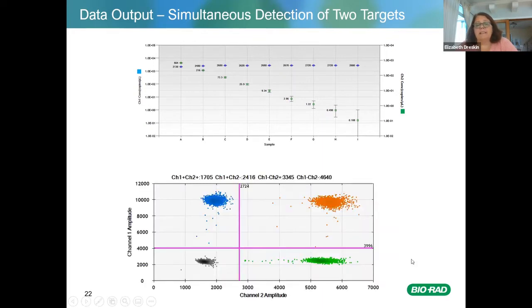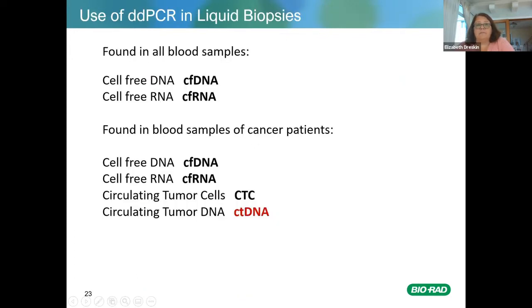Another way of looking at these data for a multicolor experiment would be in a plot like this, where you plot the amplitude of channel 1 versus the amplitude of channel 2. The key points are in the lower left quadrant, the negatives appear, and upper left quadrant is where the positives for channel 1 are. Positives for channel 2 are in the lower right quadrant, and then the upper right quadrant will have double positives. And the software will calculate statistics for each of those quadrants.